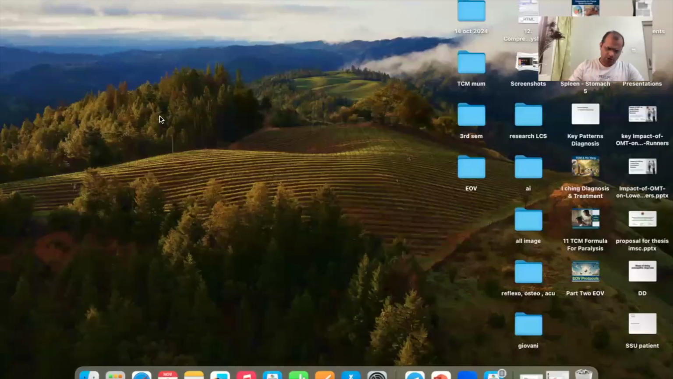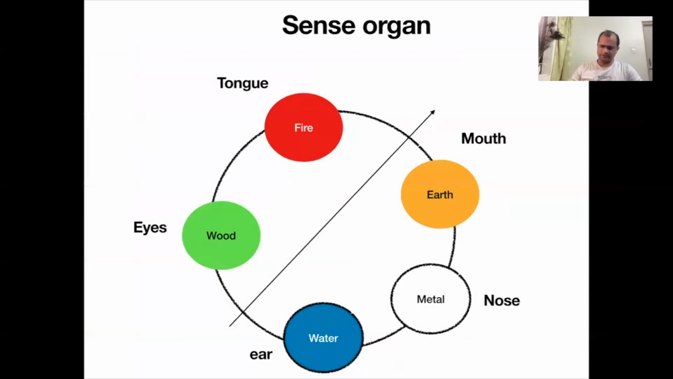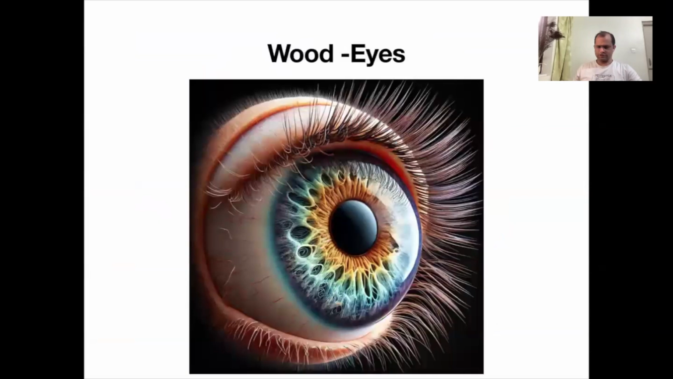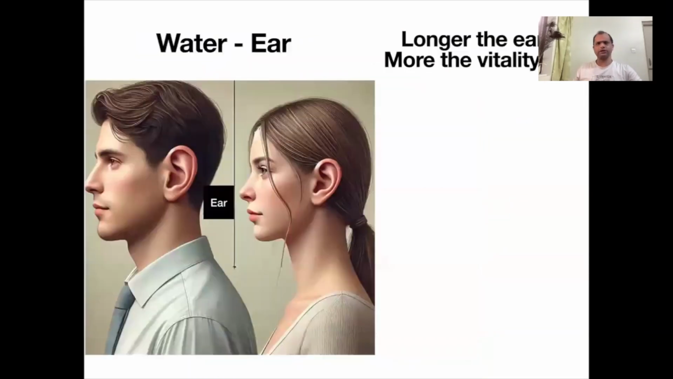So we have discussed these 5 elements very wonderfully. हमने इन 5 elements के बारे में समझा, and they are the sense organs of the 5 elements. Like we have seen, eyes means wood, tongue means fire, mouth means earth, nose means metal, and ear means water. You have understood the sense organs, right?